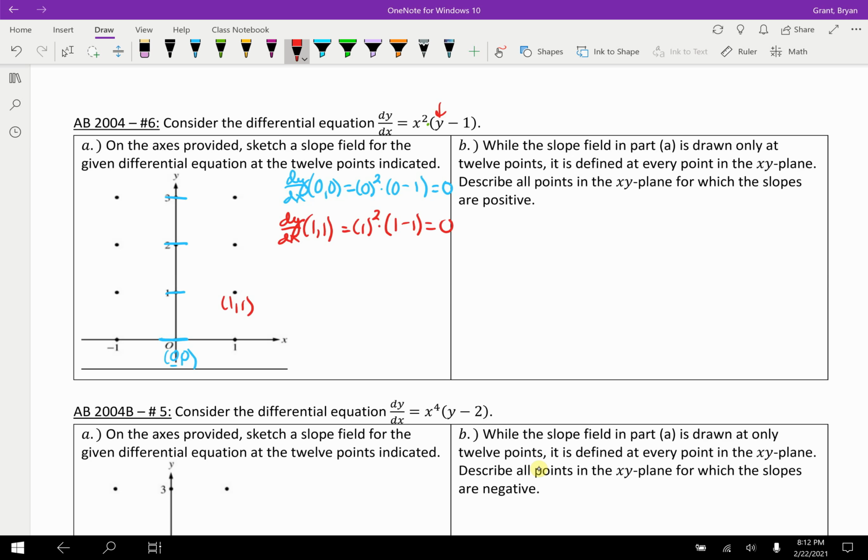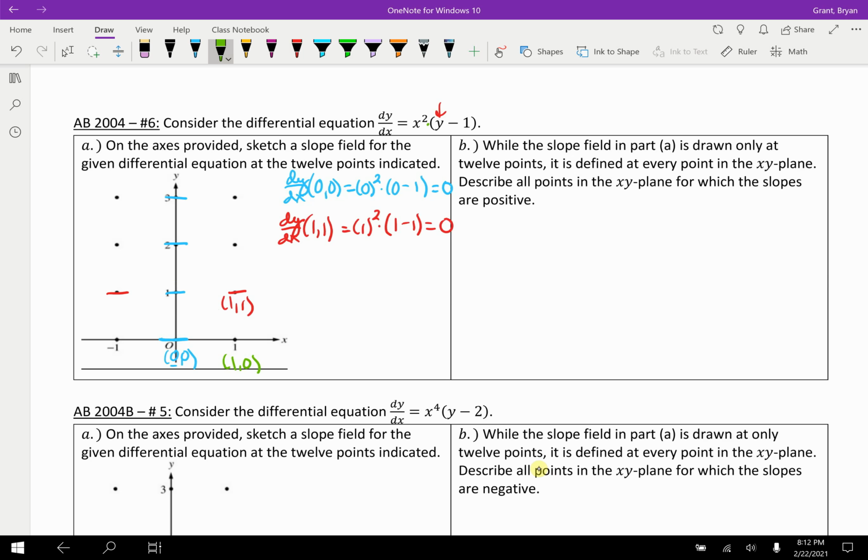That's 1 times 0, which is 0. Yes. And so, because anytime the y-coordinate is 1, that's these 3 points, we can do some more horizontal slopes. Just a couple slopes to go. Let's try this point 1, 0. So dy/dx at 1, 0, we get the idea.